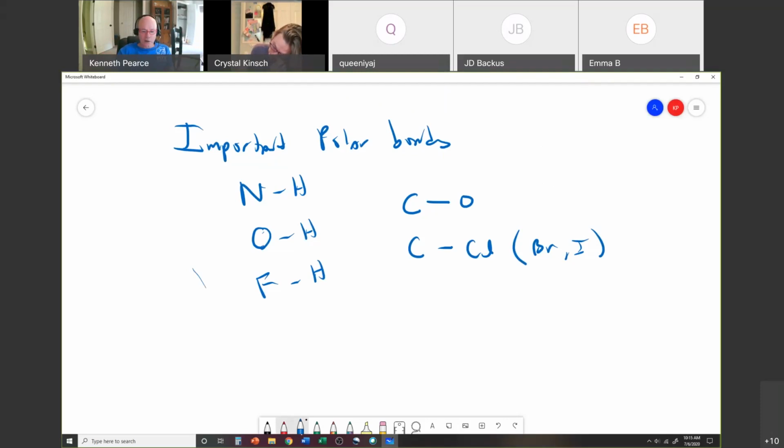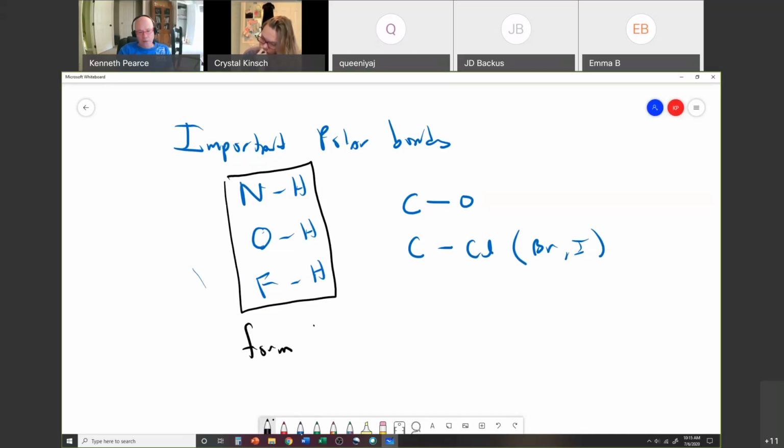And as a matter of fact, if you look at these guys right here, when you have N paired with a hydrogen, oxygen paired with a hydrogen, or fluorine paired with a hydrogen, these form what are called hydrogen bonds.